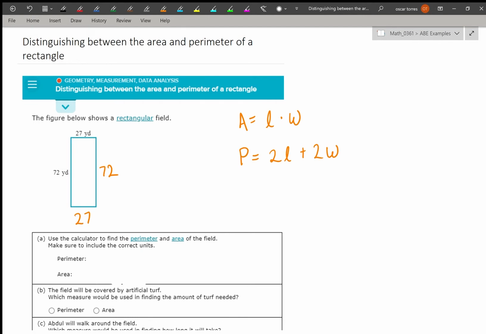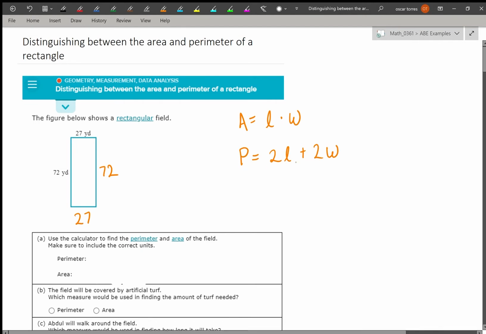To find the perimeter, we can use this formula, but I do think it's a bit involved if you're not used to using formulas. So we're going to go ahead and just add up all of these numbers using a calculator. So on a calculator, I'm going to type in 72 plus 27 plus 72 plus another 27. When I press enter, I end up getting 198. Now because this is perimeter, and perimeter just refers to the distance around something, if all of these are measured in yards, which they are, then my answer is 198 yards.